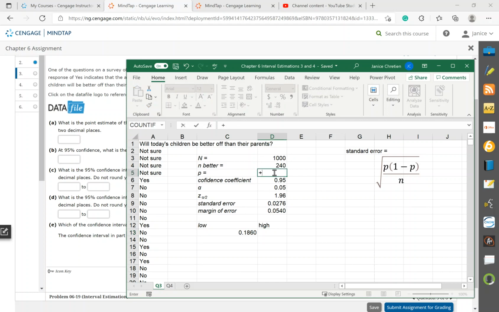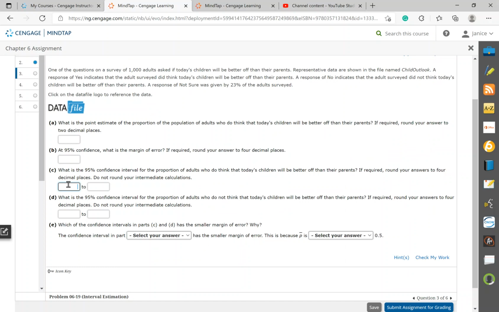Oops. Don't do that. Escape. Okay, here, equals p plus my margin of error. So that's going to be the answer here.